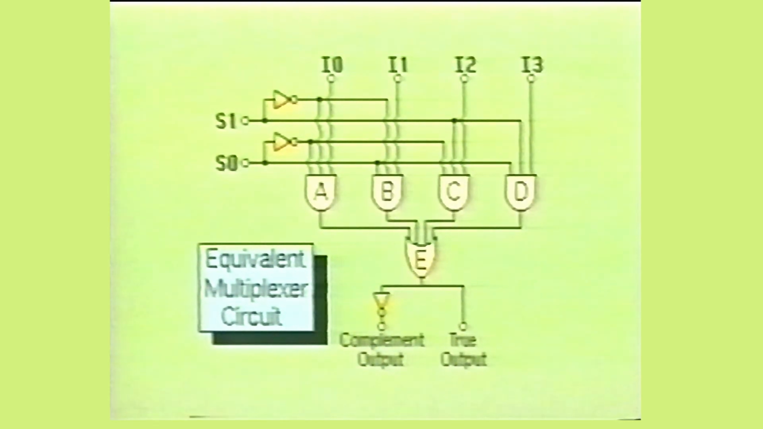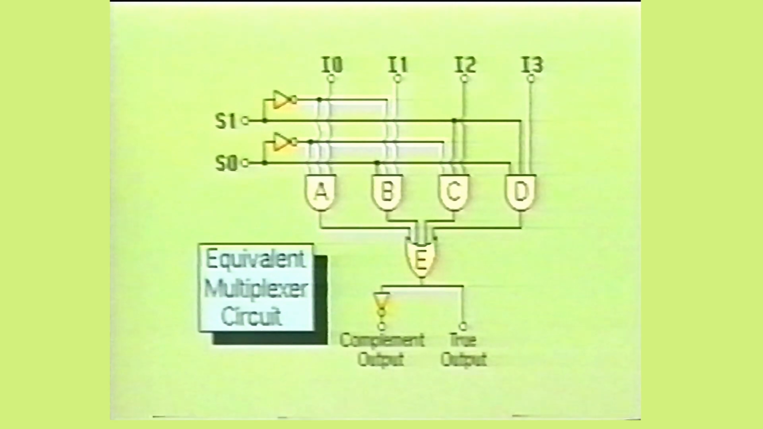Here we see the equivalent circuit of a 4-input multiplexer containing 2 control inputs with 1 true output and 1 complemented output. To better understand the digital multiplexer circuit, we will examine this simple equivalent circuit. The 4 different data sources are applied at inputs I0, I1, I2, and I3. The control inputs are applied at S0 and S1. The outputs are taken from the complement output and the true output. In our example, we will assume the data is being applied at all 4 inputs.